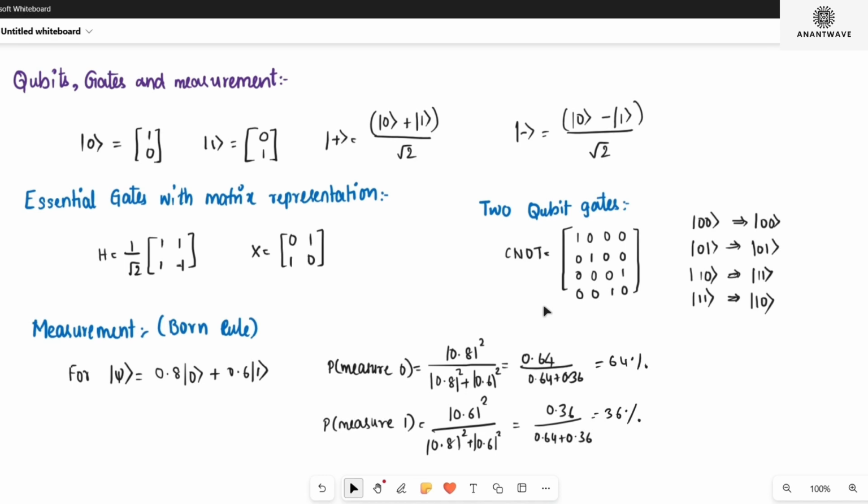While coming to measurement, it follows the Born rule. Let's say for the quantum state 0.8 ket 0 plus 0.6 ket 1, the probability of measuring 0 is 64%, and the probability of measuring 1 is 36%.